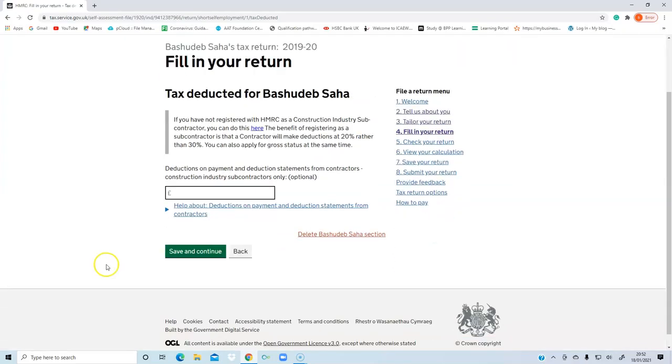Then the tax deduction. Again, if you work as a contractor, for example, for a CIS company in construction, sometimes the agency takes tax from your gross income, 20% or 30%. So if they already deducted 20% or 30% from your income, we can write down how much you already paid.